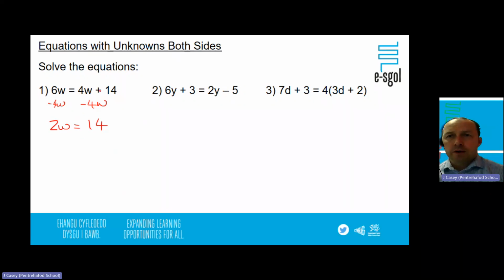So from what looks quite complicated, straight away, it's now quite a simple equation. All I've got to do is divide by 2, and I'm going to do that both sides. The value of w is 7.